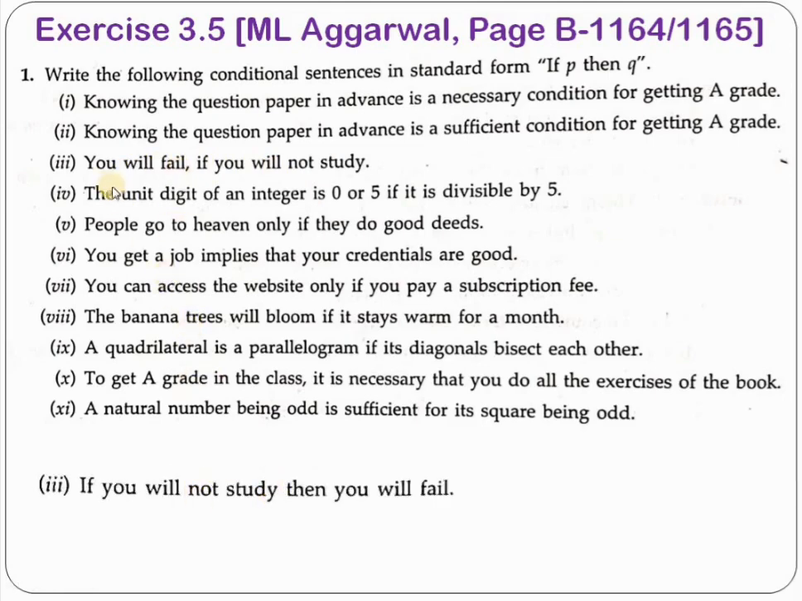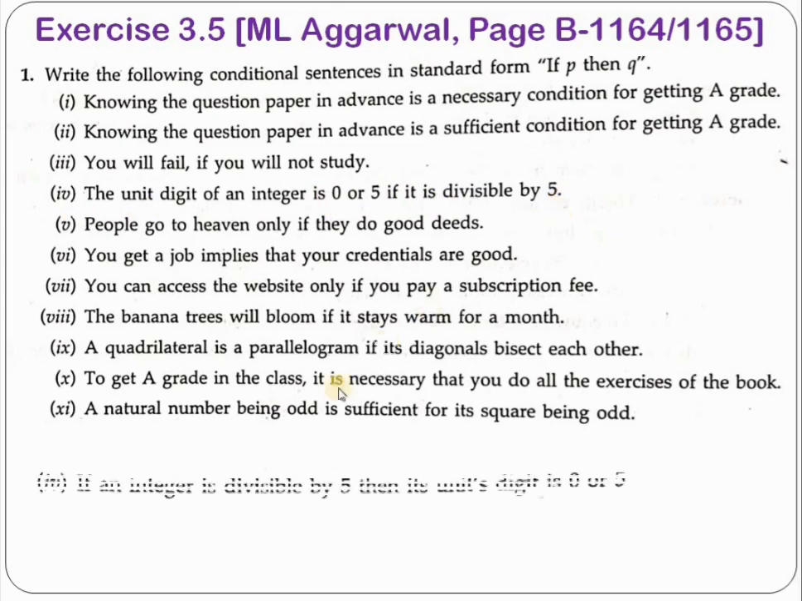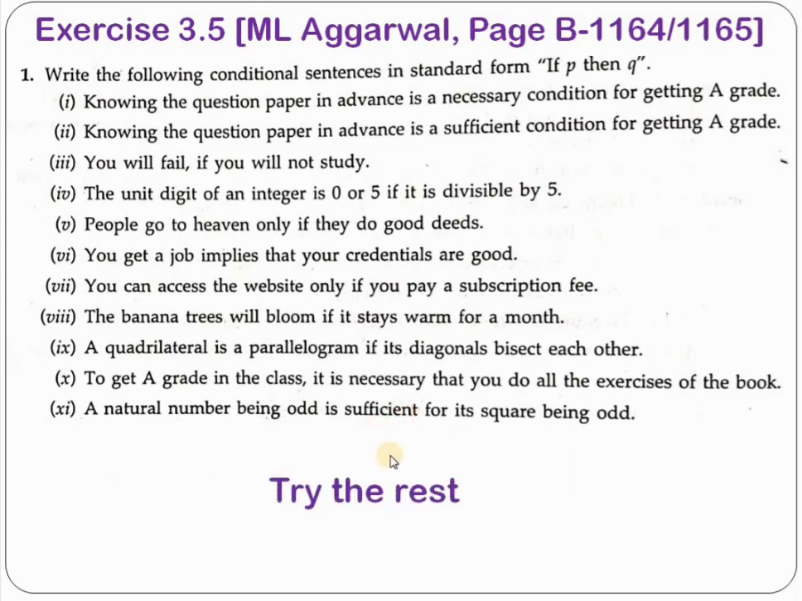So this will be your answer. All right. Similarly, the fourth one is also the same. "If" is there later, right? So the first one is your Q and the second part becomes your P. So this can be written as, if an integer is divisible by 5, then its unit digit is 0 or 5. All right. So similarly, you will try the rest by yourself. All right. So you may pause the video to note down.